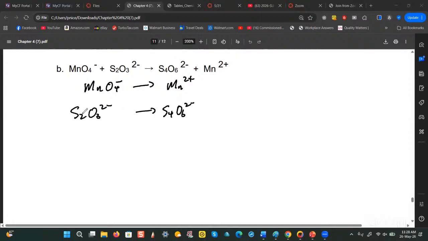Okay, what's the next step? Balance the equations. Balance what? We balance all atoms except oxygen. Exactly. So what does that mean for this equation here? We have to multiply this by 2 to get the sulfur balanced, right? The manganese is already balanced, so we don't need to do anything to that.